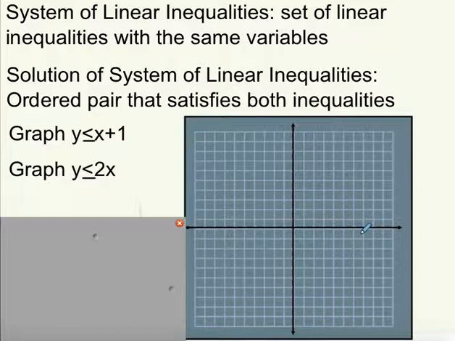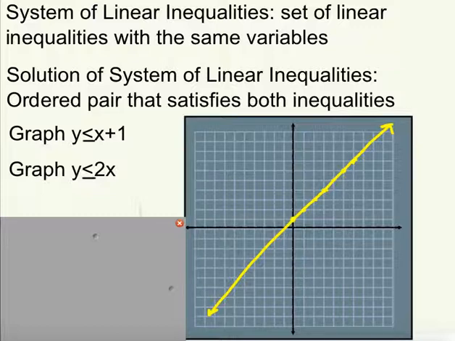If I want to graph these, remember, I'm first going to graph them just like I normally would. These are the same as the ones on the other page, except we need to think about what types of lines and how we need to shade them. I'm still going to have this first one having a y-intercept of 1 and a slope of 1. Since this is less than or equal to, we can have a solid line. Then we need to decide how to shade this.